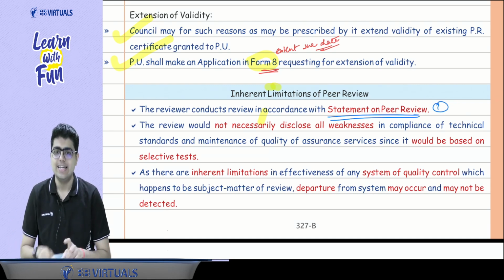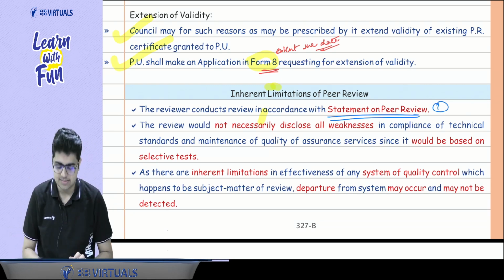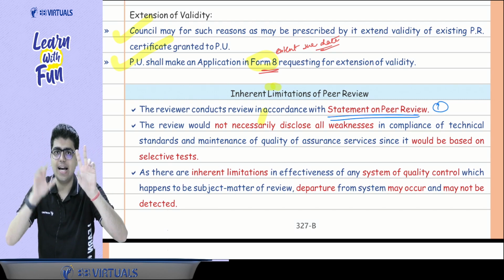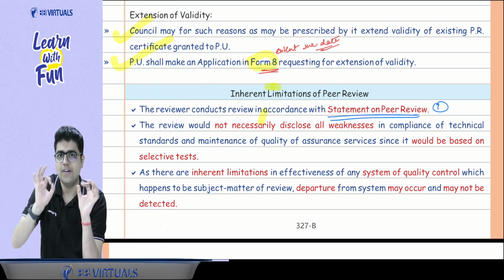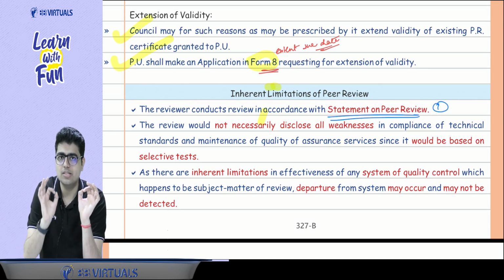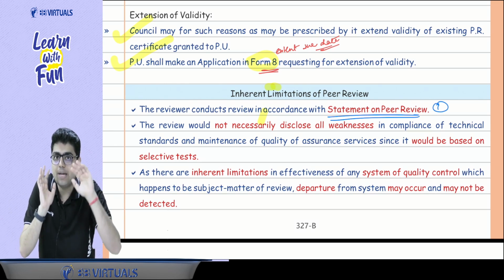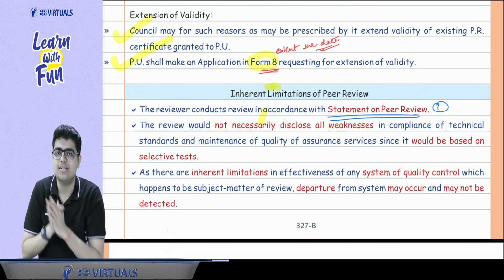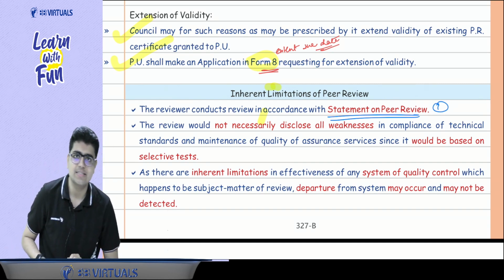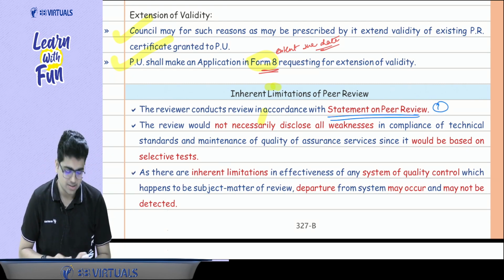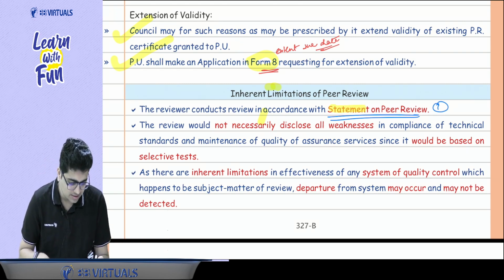For instance, let's say there are 10 engagements. Out of those 10, I selected only 2. And for those 2, I felt that they were doing good. The policies and procedures were compliant. But it may be the case that in the other 8, there were deficiencies. So whenever you are doing selective testing, there will be inherent limitation. So it says it is because of the statement on peer review.